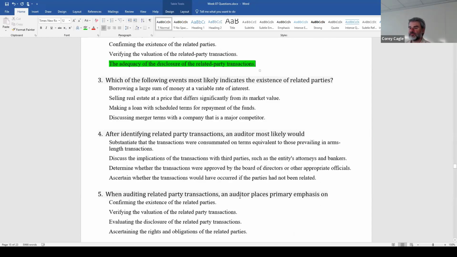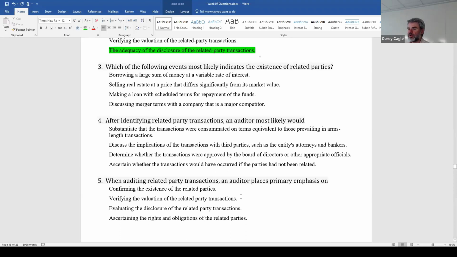4, after identifying related party transactions, an auditor most likely would A, substantiate that the transactions were consummated on terms equivalent to those prevailing in arm's length transactions. That is not something we care about. Okay, it's a related party transaction. It's probably not going to be. B, discuss the implications of the transactions with third parties, such as attorneys and bankers. Nope, don't care. Not a big deal to us about that kind of thing.